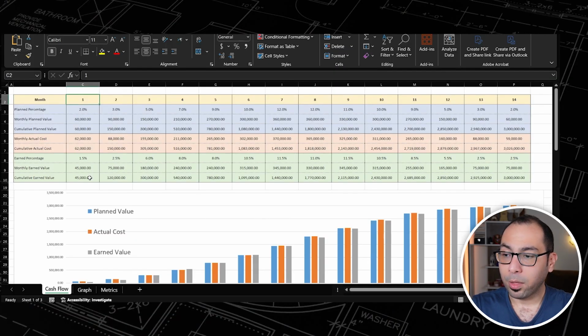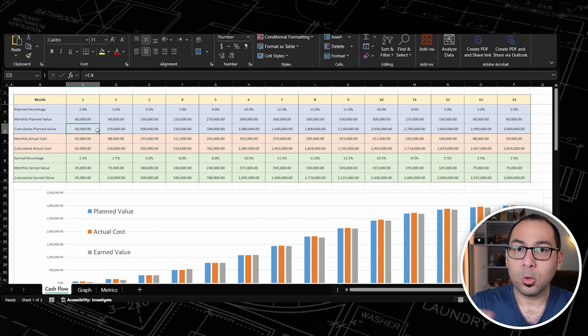But if we take month number 1 as an example, you will see that the cumulative planned value was 60,000 and the cumulative actual cost 62,000. So your plan was to execute works that are worth 60,000 and you spent 62,000, but in reality the worth of the works that you have completed is only 45,000, and that's why the earned value is very important.